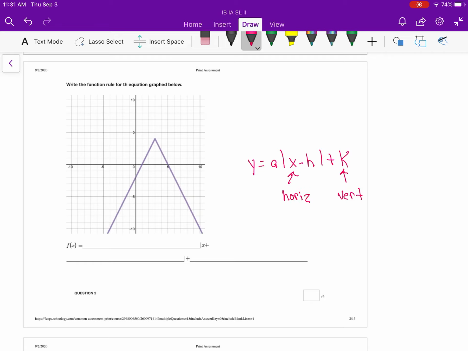Our slope, or our A value in this case, is -2 because we're going over 1, down 2, instead of normally we'd go 1 to 1. And then x plus -3, and then plus 4. So in this case, just to make it look a little better, we've got -2, x minus 3, plus 4, because we're going right 3 and up 4. So that's right 3, and this is up 4.